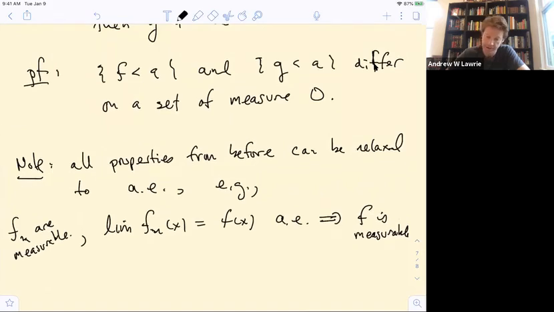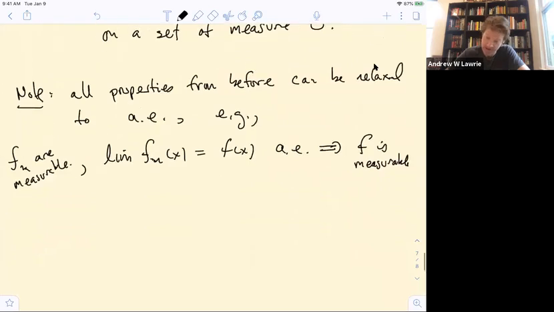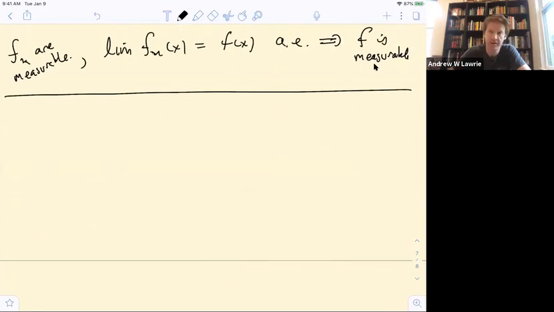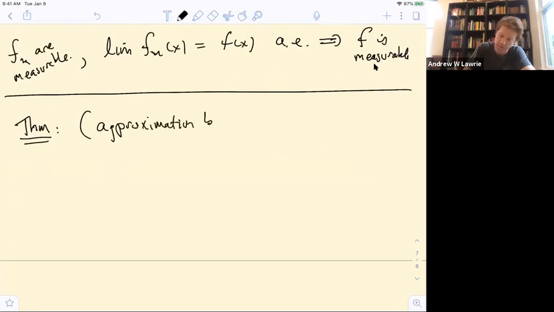Well, a very helpful way of thinking about the measurable functions is just to think of them as limits of simple functions. So in particular, we can approximate every measurable function by an increasing sequence of simple functions. And let me formulate this as a theorem. Approximation by simple functions.